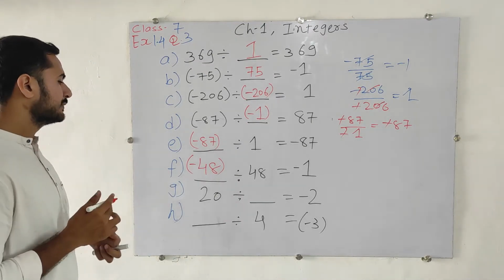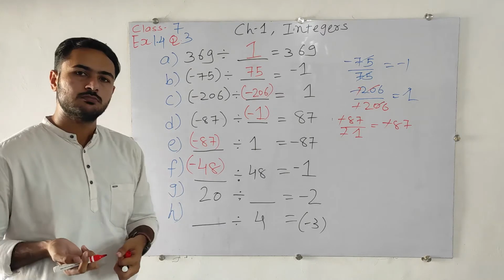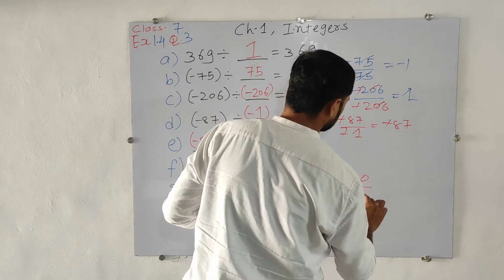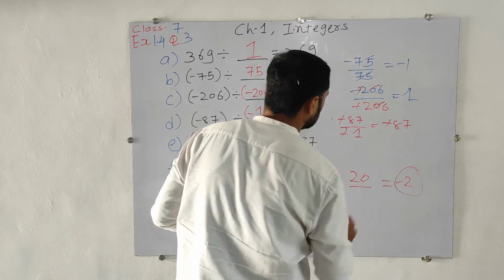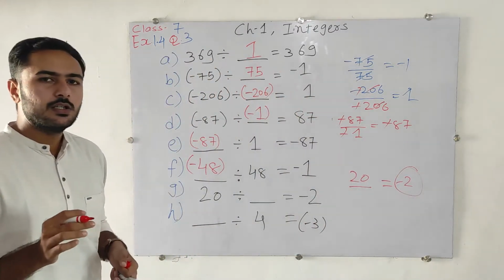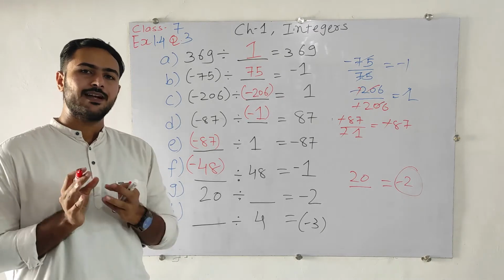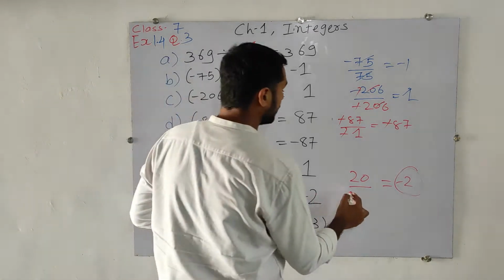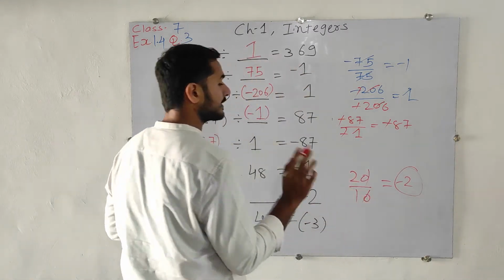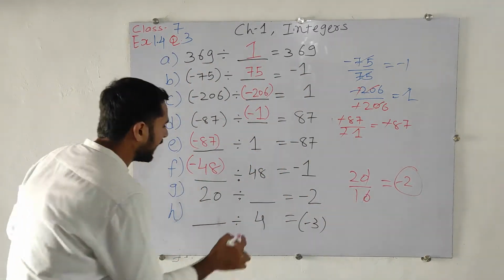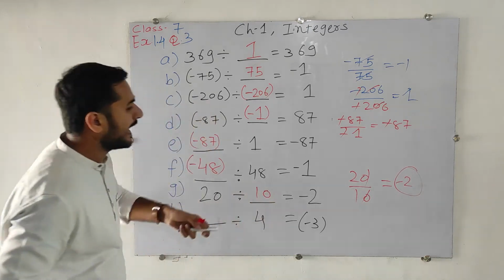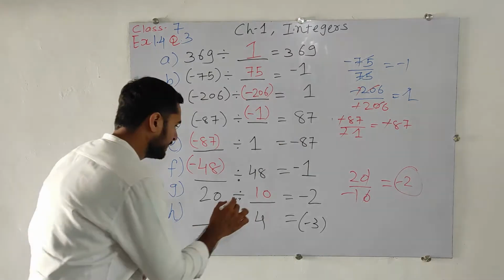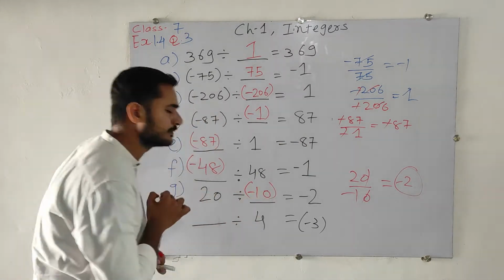Then G: 20 divided by something is minus 2. Now just forget about this minus 2. What should I divide 20 by so that I get the answer 2? If I divide by 10, then the 0 cancels and the answer is 2. So I have to divide with 10, but I need a minus sign, so I will put a minus sign over there. Then that's minus 2. So our answer is minus 10.